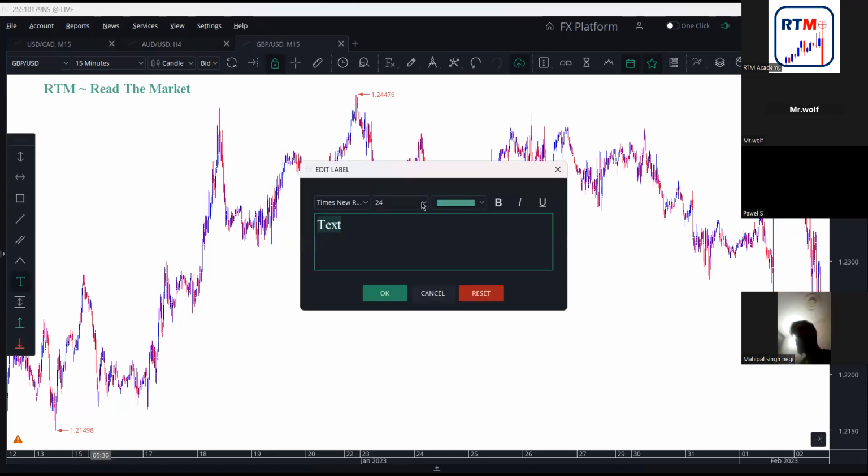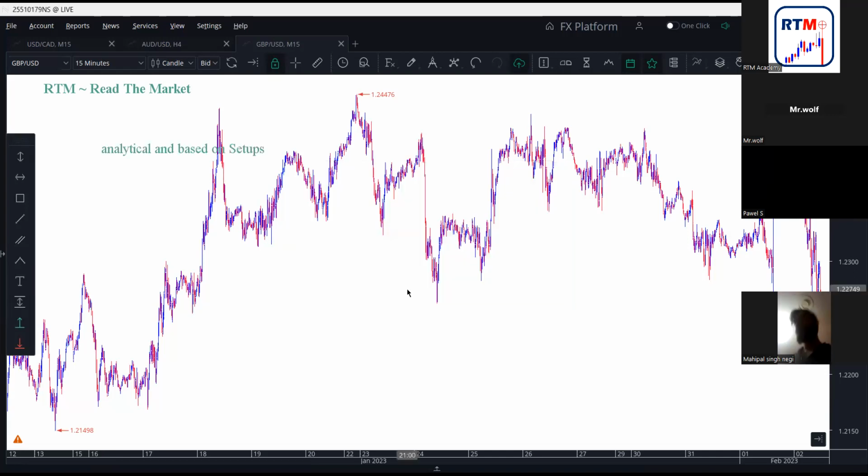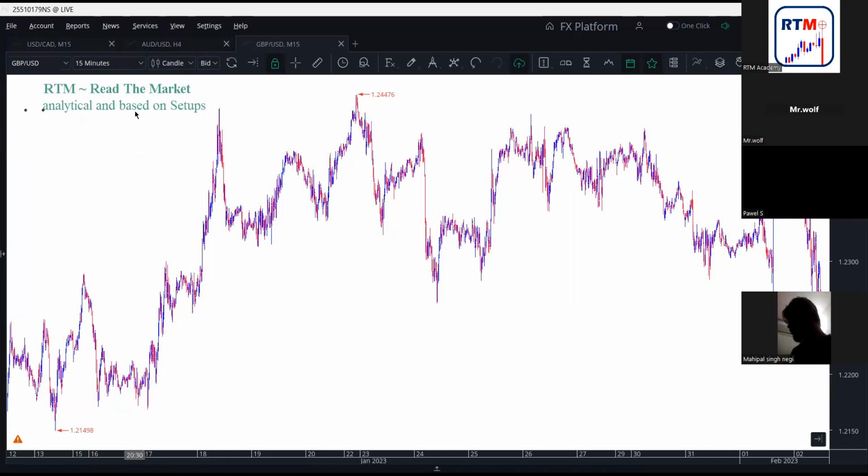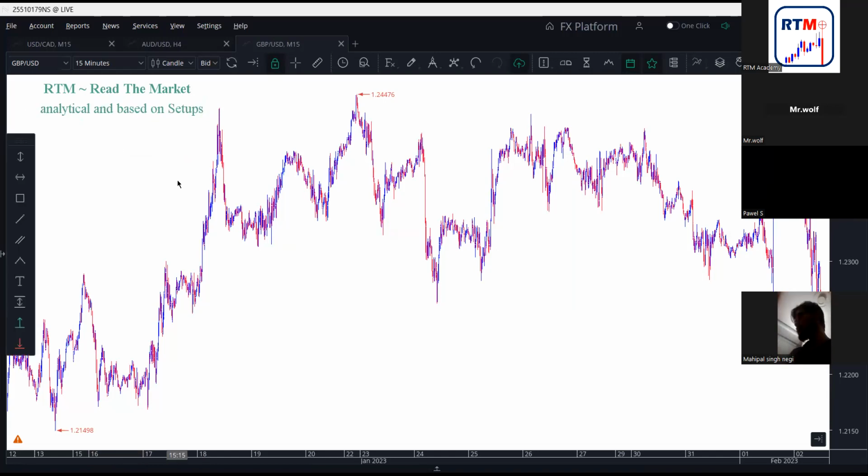The first one is analytical and the second one is based on setups. So in RTM we have two major types. The first one is analytical and the second one is based on setups. Well, what is analytical and based on setups?